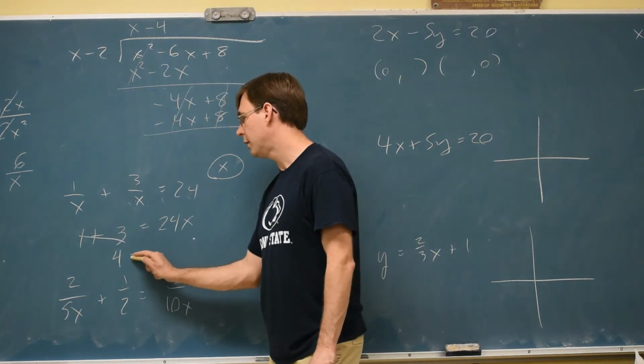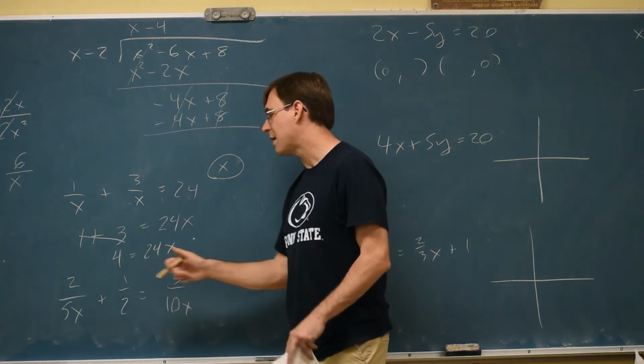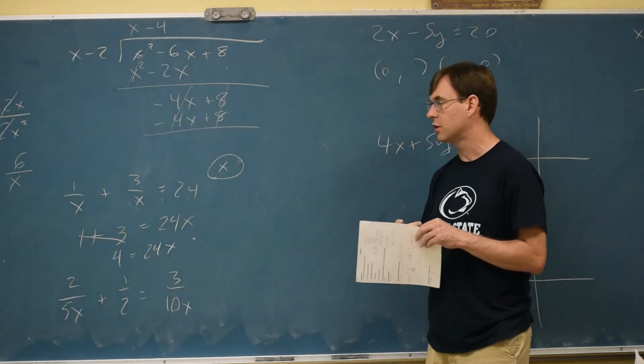1 plus 3 is 4. And then we have to divide by 24. 4 over 24 can reduce.